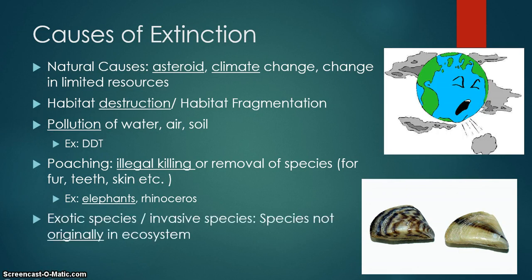Exotic species or invasive species are species that are not originally in an ecosystem. You can see over here, this is a picture of a zebra mussel, which is not native to our lakes and rivers in New York State, and yet once it comes in, it takes over. Okay, so zebra mussels, purple loosestrife is a plant that is also invasive.